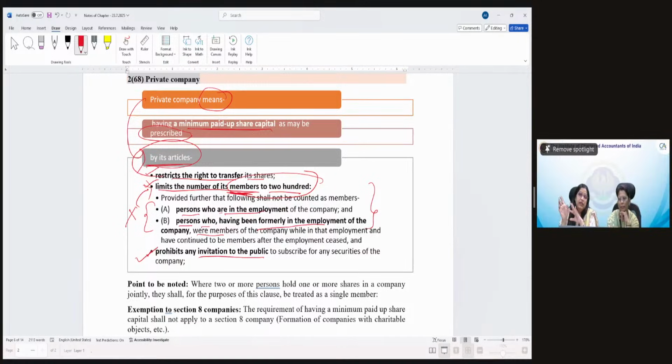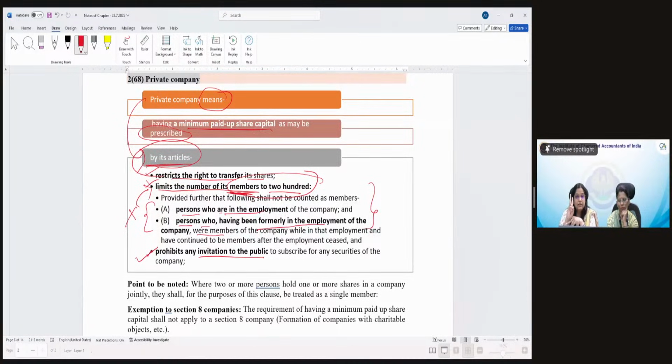Some time later, maybe after a year, they can say that a company having 1 lakh rupees or 2 lakh rupees paid up capital is required; nothing has been specified as of now, but they can. Now, if it is a private company, it needs to have certain restrictions which are not there for public companies. All of these are in the form of restrictions. The first point is restriction on transferring of shares.